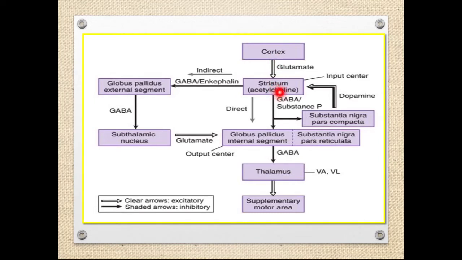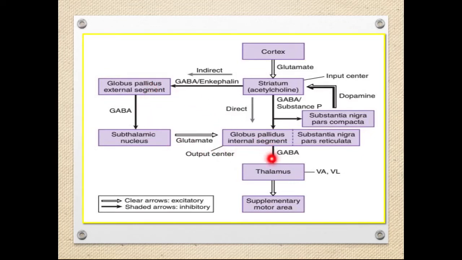Now, from the striatum it goes to globus pallidus externus. Before completing this indirect pathway, just have a look. The output from the striatum, whether through the direct pathway to the globus pallidus internus or through the indirect pathway, is always inhibitory, right? Output from the cortex is always stimulatory. Output from the striatum is always inhibitory. Output from the globus pallidus, whether internal or external, is always inhibitory.